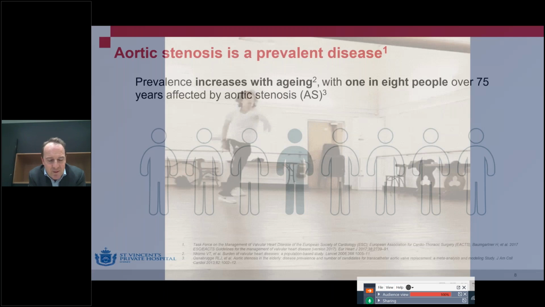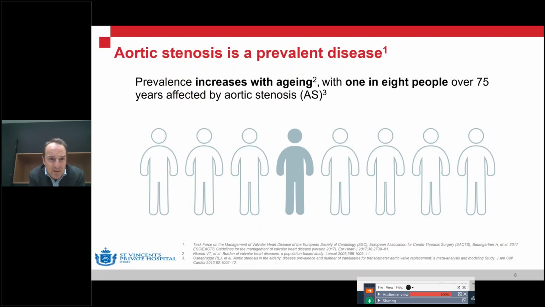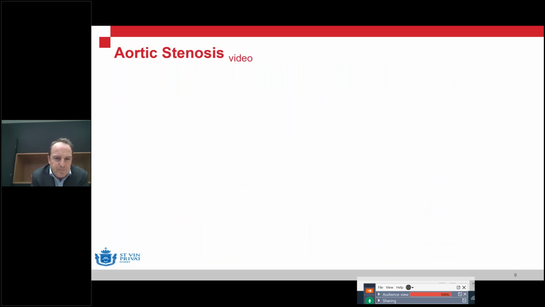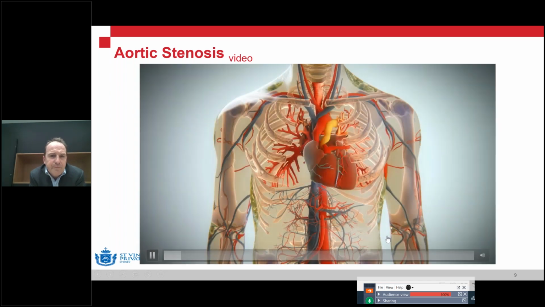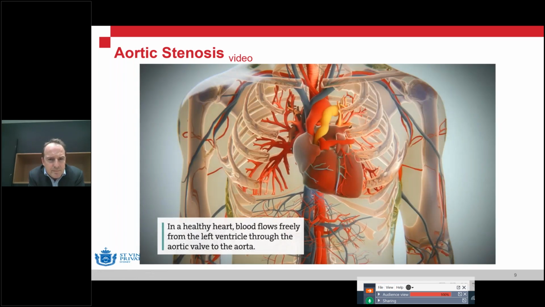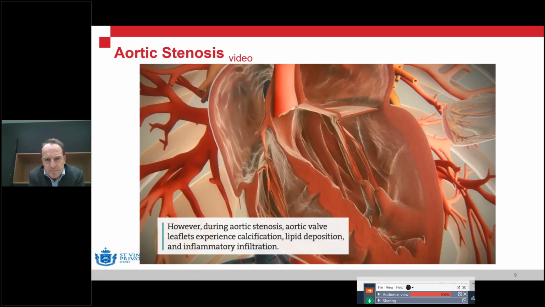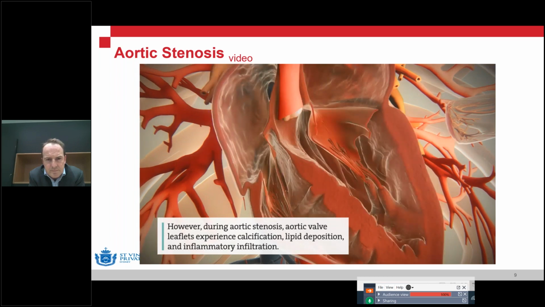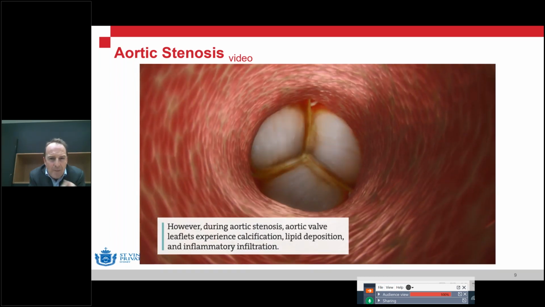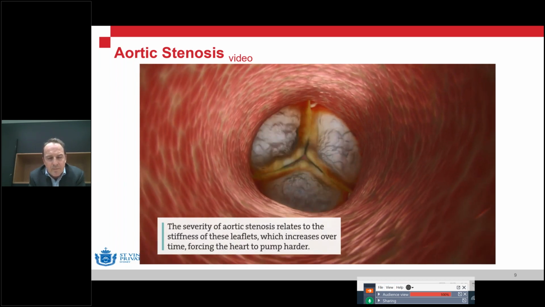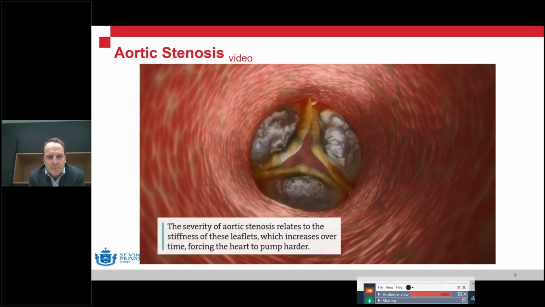So we might just talk about aortic stenosis in general. It's a very prevalent disease. In fact, 1 in 8 people over the age of 75 are affected by aortic stenosis. In a healthy heart, blood flows freely from the left ventricle through the aortic valve to the aorta. However, during aortic stenosis, aortic valve leaflets experience calcification, lipid deposition, and inflammatory infiltration. The severity of aortic stenosis relates to the stiffness of these leaflets, which increases over time, forcing the heart to pump harder.